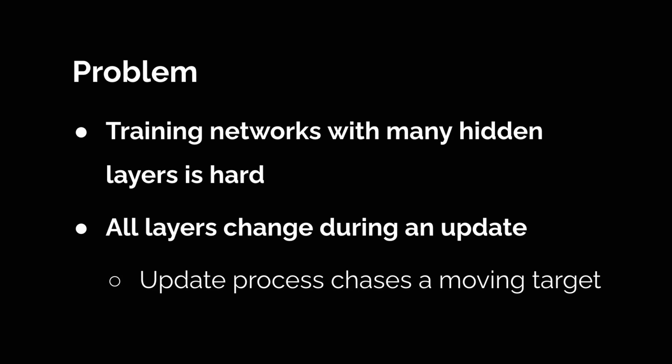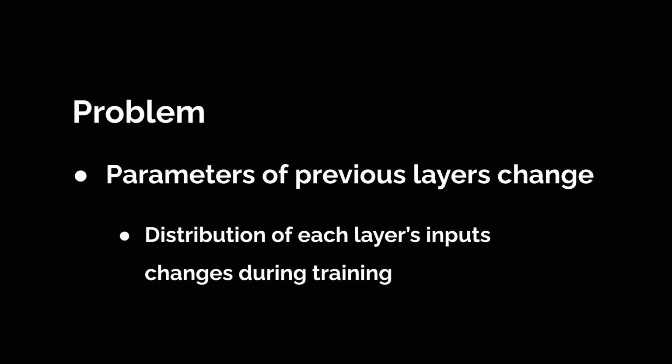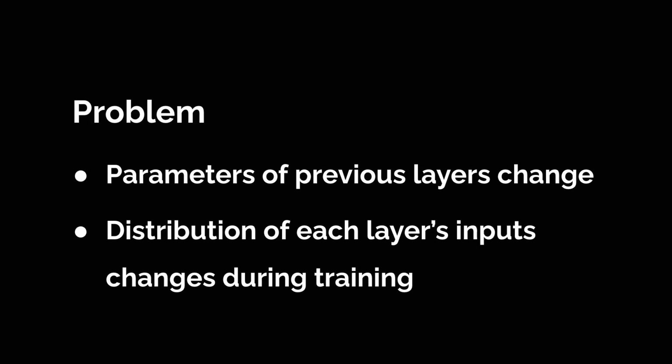And therefore, the update process will chase a moving target, because your machine learning model is going to learn and it's going to update, but then it's going to need to update again every time all the other layers change. They all affect each other, and so you're chasing a moving target. So where do you stop? Well, that is the problem. As the parameters of previous layers change, the distribution of each layer's inputs will change during training. So there's a lot of moving targets and also this distribution that's going to change.